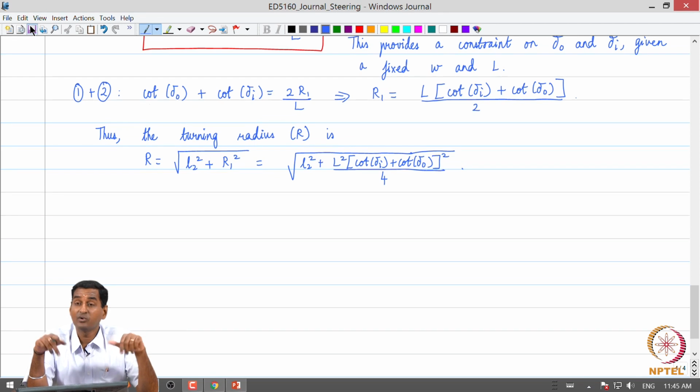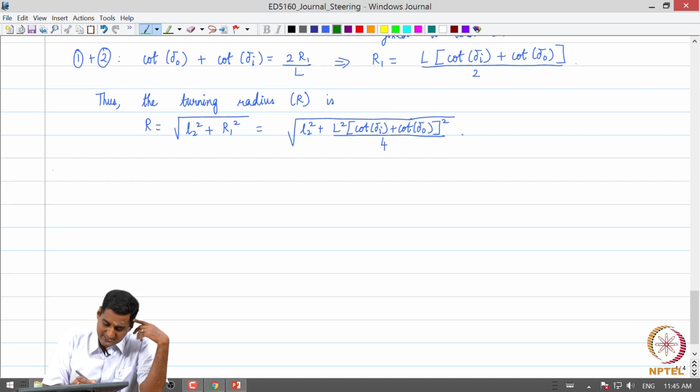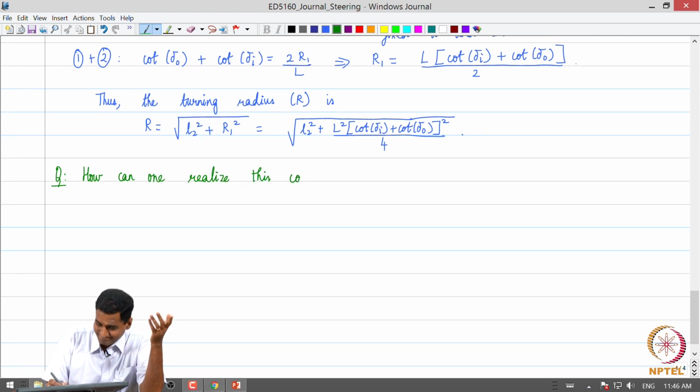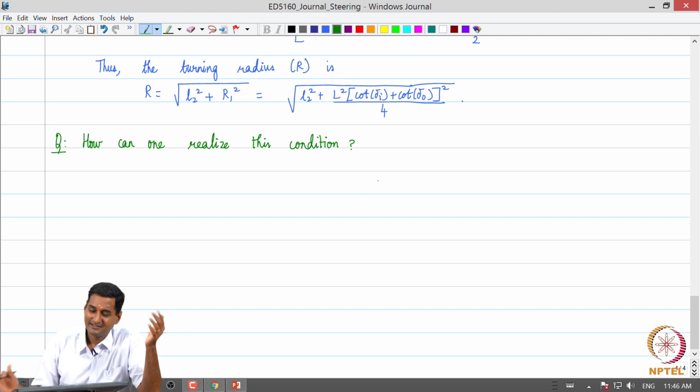Now, the question is how does one achieve it, or in other words, what happens with the actual mechanisms that one has. So, let us look at that. The relevant question to ask is how can one realize this condition. Is it achievable perfectly every time, or is there some trade off?